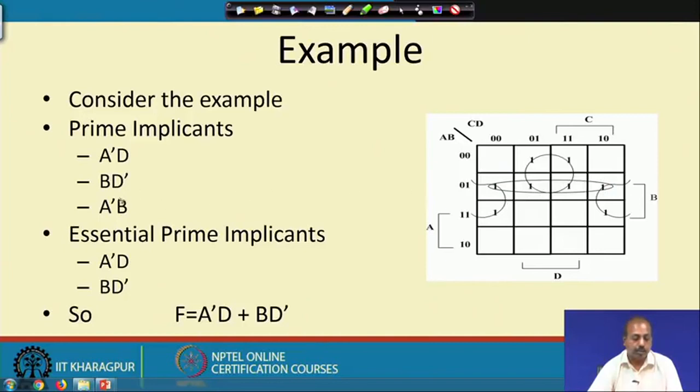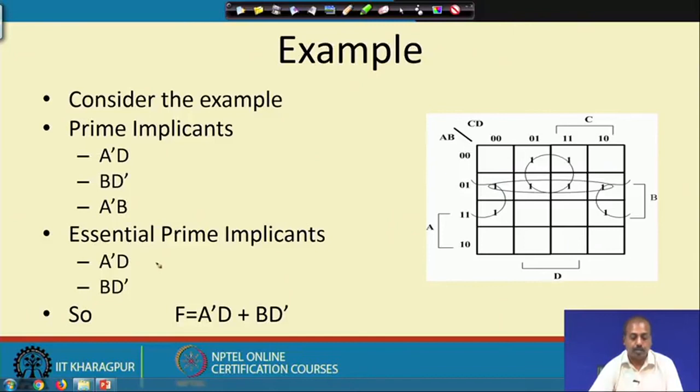So, A bar B is not essential. You can take A bar D and B D bar, but if you take, say, A bar D and this A bar B, then also it is fine. Okay, so that may be another possibility. So that way, this is also not unique.